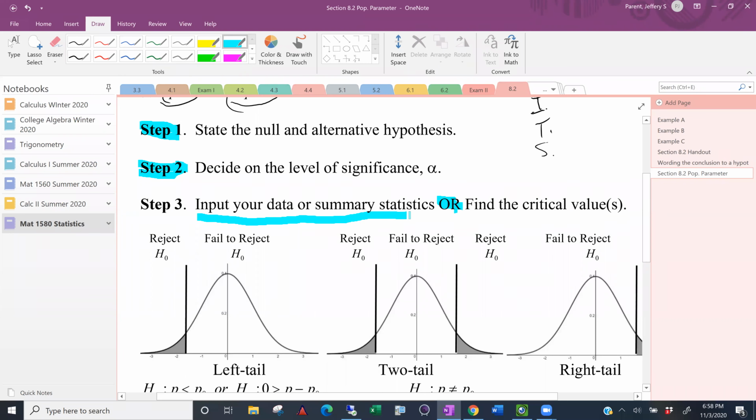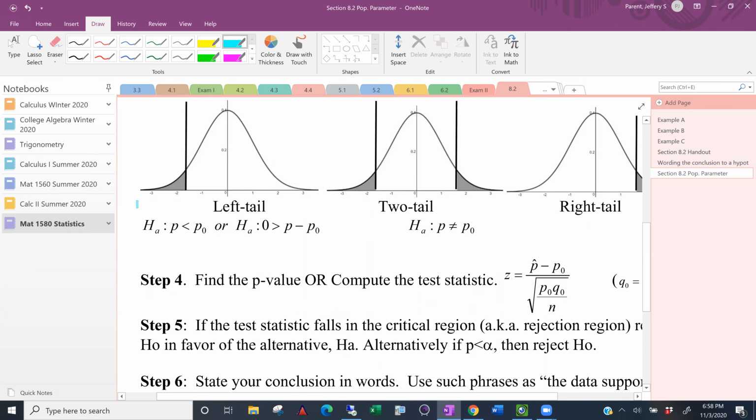Input your data or summary statistics. Now, where are you going to input it? In your graphing calculator or in StatCrunch or some other program that you're going to use to analyze your data. So that's our third step. Our fourth step is going to be find the p-value or calculate a test statistic. That's the hard way. That's old school. Hopefully, again, we're going to be doing the first one here.